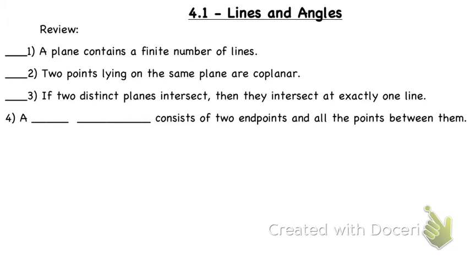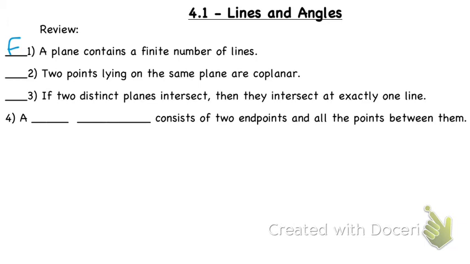Okay, so first a bit of review, back from chapter 1. A plane contains a finite number of lines. True or false? False. A plane doesn't contain a finite number. It contains an infinite number. A plane is infinitely long, and it is what contains other things like lines, points, rays, segments, shapes. And it is infinitely long in each direction, so there's no limit to the amount of lines it can hold.